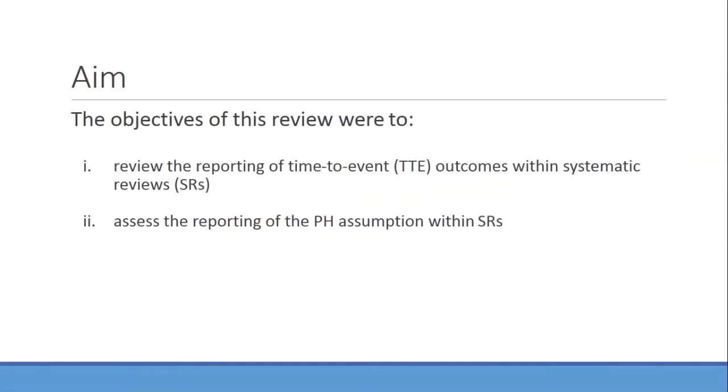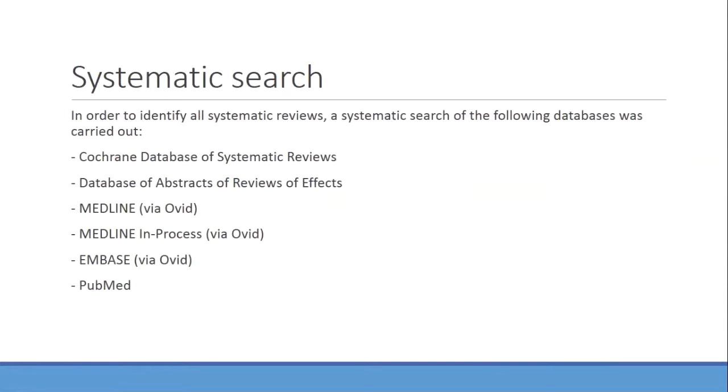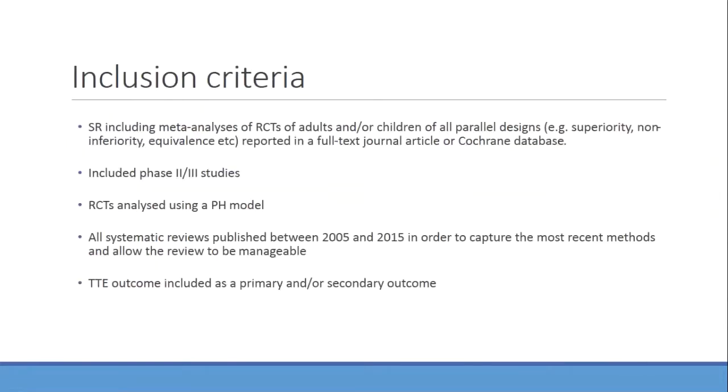So the objectives of this review were to review the reporting of time to event outcomes within reviews and assess the reporting of the PH assumption. In order to identify all systematic reviews, a systematic search of the following databases was carried out. So we looked at the Cochrane database of systematic reviews, the database of abstracts of reviews of effects, as well as Medline, Embase, and PubMed.